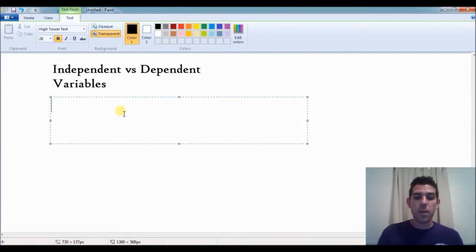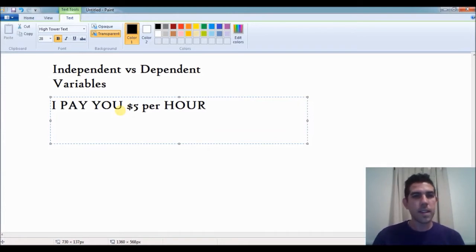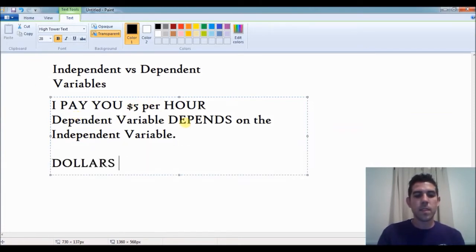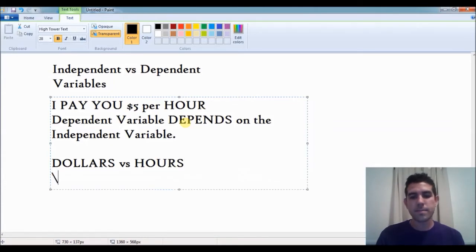Once we have two things we want to compare, we've got to figure out which one is independent and which one is dependent. So let's say I pay you $5 per hour. Which one do you think is independent and which one do you think is dependent? Well, just like the word suggests, the dependent variable depends on the independent. So, which one of these variables, dollars versus hours, depends on the other? Do your hours depend on how much money you make? Or does the amount of money you make depend on the hours? I believe it's the second one.